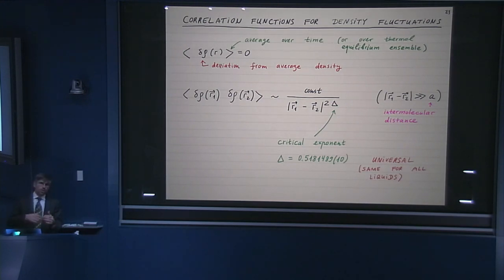You can average either over time, or you can consider all possible configurations of your system at thermal equilibrium, the so-called thermal ensemble, and you can average over this ensemble. There's some ergodicity hypothesis that these two averages are the same. If you just look at one point and you look at this deviation from average density, then by definition this average is going to be 0. Nothing interesting is happening. But if you look already at 2 points, this 2-point correlation function, delta rho at r1, delta rho at r2, then it's going to be non-zero.